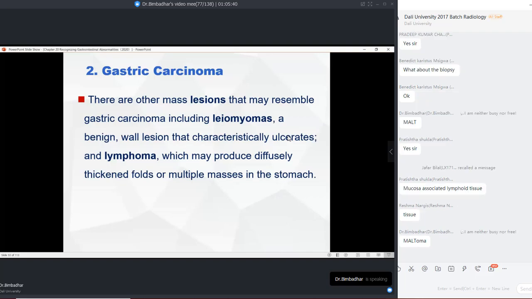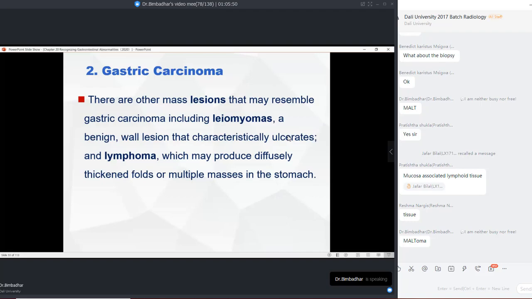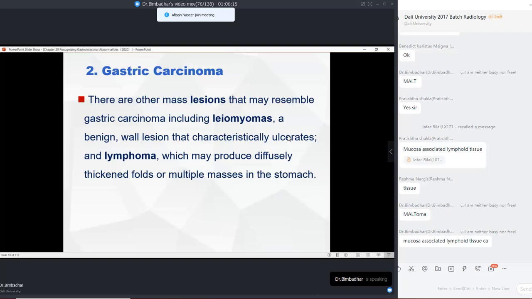This is a type of B cell non-Hodgkin's lymphoma, the one that is causing the cancer here. The complete form is mucosa associated lymphoid tissue carcinoma, called a maltoma. It is also one of the types related to gastric cancers, and it causes diffusely thickened folds and multiple masses inside the stomach.